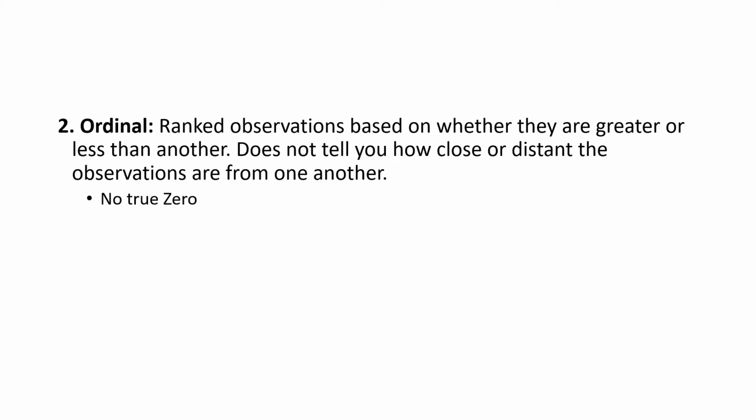There is no true 0 though. A 0 in ordinal doesn't mean the absence of something. Again, it's just where it is in the order. So things here like your class rank, your finishing position in a race, Olympic medals, things like that. The order is important, but the distance between your observations, your categories, is not known. It may be consistent, but it's not known.